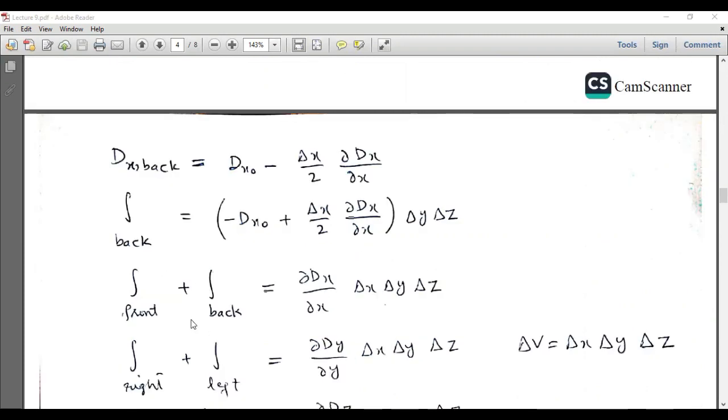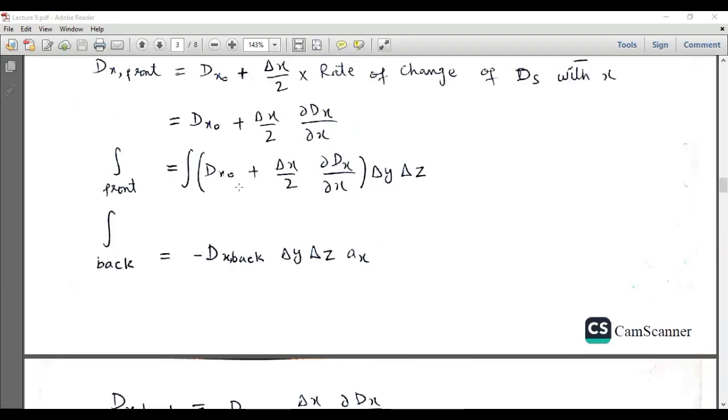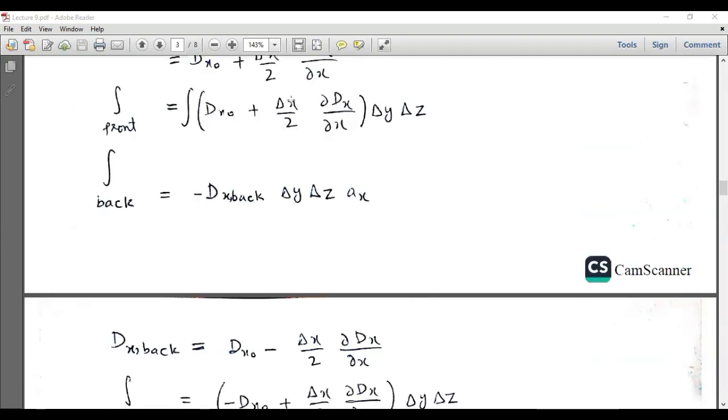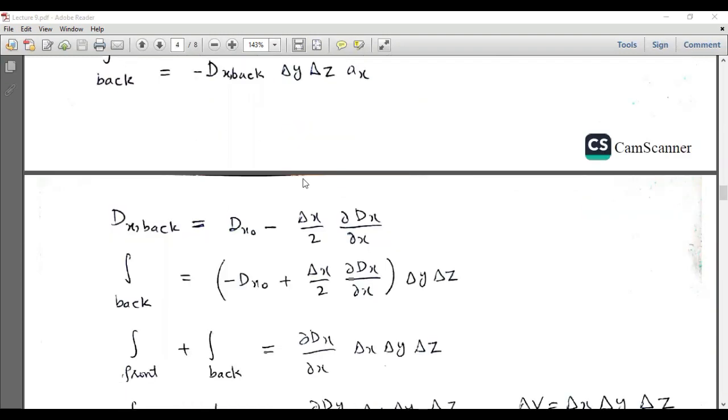Now we can add these two integrations, front plus back, and it is equal to... Dx0 will be cancelled out with minus Dx0. Okay, so here we have Dx0, here we have minus Dx0, so they will be cancelled out. And in this expression, they will be added, and we will have delta x over here. Delta x by 2 plus delta x by 2 will be delta x.